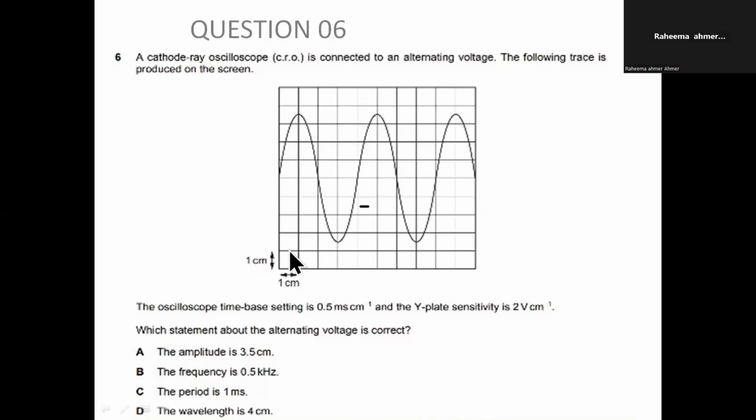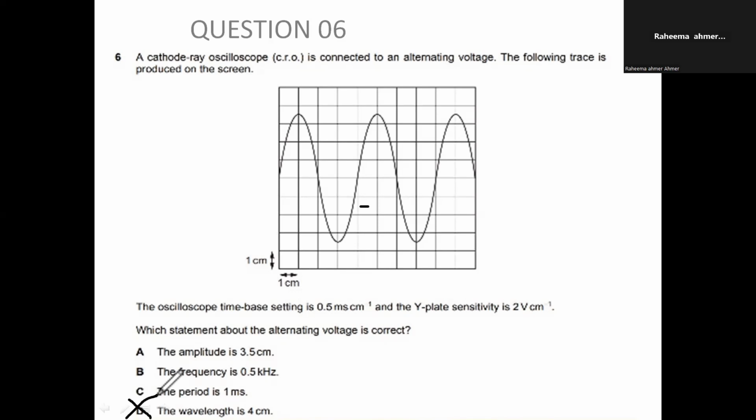Now let's see the options. Which statement about the alternating voltage is correct? As I told you before, you can calculate the time period, frequency, and the amplitude, but you can never calculate the wavelength. The wavelength cannot be known from this oscilloscope trace at AS level especially. I don't know about further, but at AS level you cannot find a wavelength, and it's not even in your syllabus to calculate the wavelength from the cathode ray oscilloscope trace. So this option is wrong. Now let's check the other options.